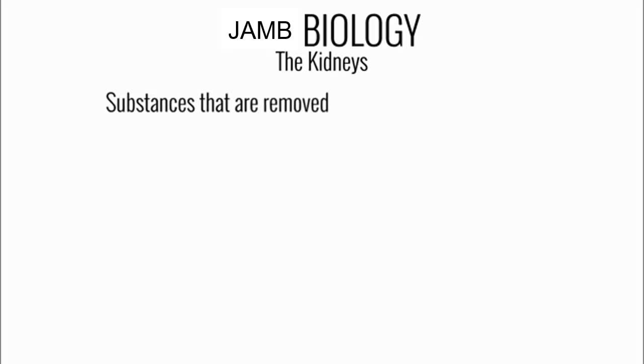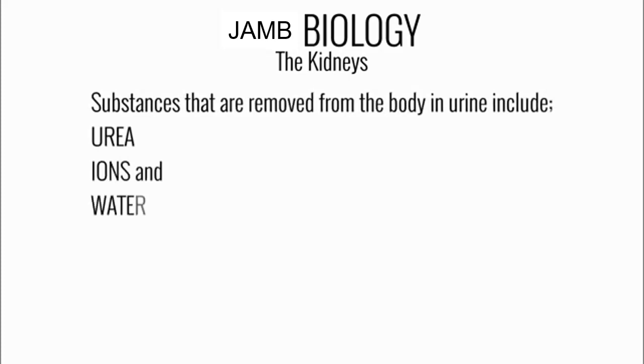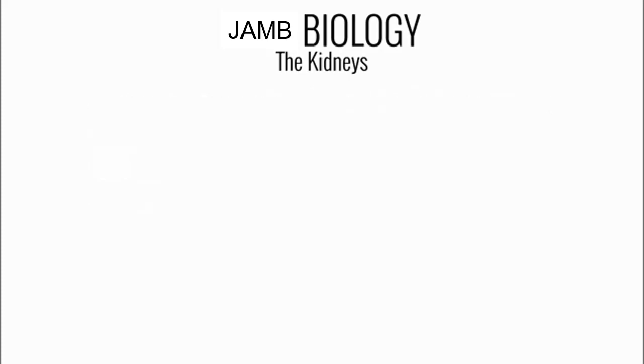Substances that are removed from the body in urine include urea, ions, and water. So let us see these in detail.